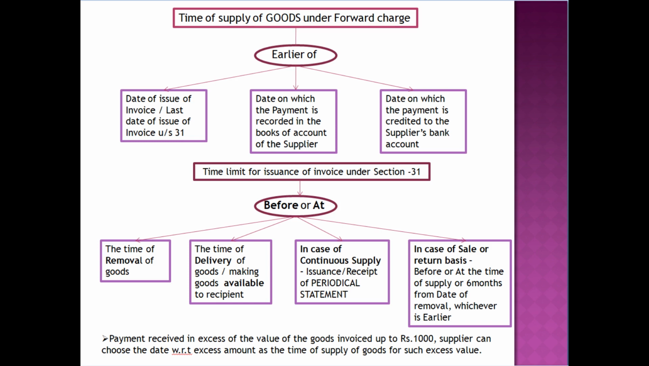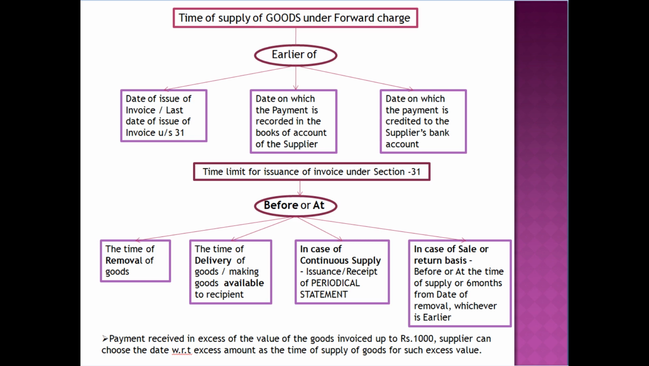It shall be the earlier of the date of issue of invoice or the last date of issue of invoice under section 31, which is discussed later, and the next date is the date on which payment is recorded in the books of account of the supplier, or the date on which payment is credited to the supplier bank account. Simply it is the earlier of date of issue of invoice, if not issued, the last date of issue prescribed under section 31, or the date on which payment is credited or recorded in the books of account.